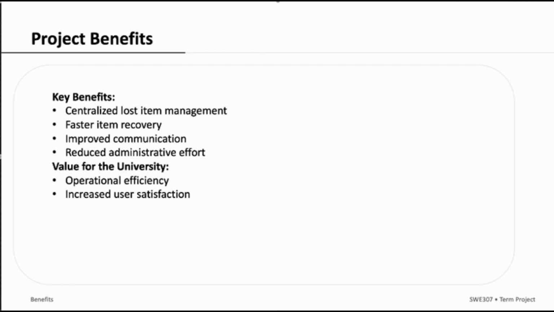From a business perspective, the system delivers clear benefits. Efficiency: centralized registration and search reduce manual coordination. Transparency: claim status and decisions are tracked and visible. Accountability: audit logs record critical actions. Faster resolution: messages reduce delays between officers and claimants. Improved satisfaction: students find items faster and trust the process more. In short, it turns a fragmented process into a standardized campus service.